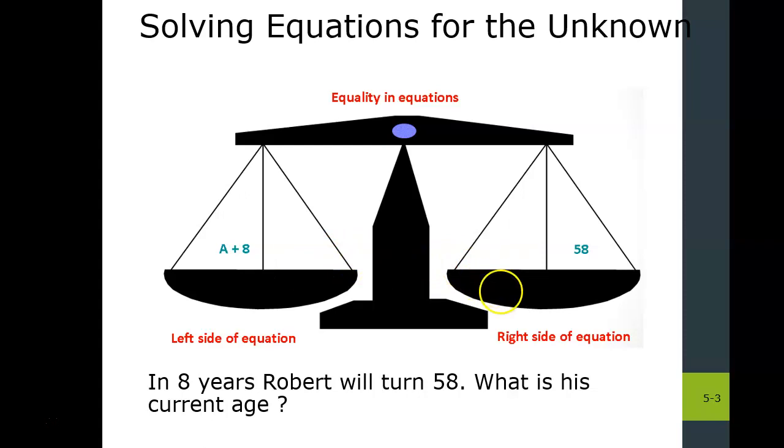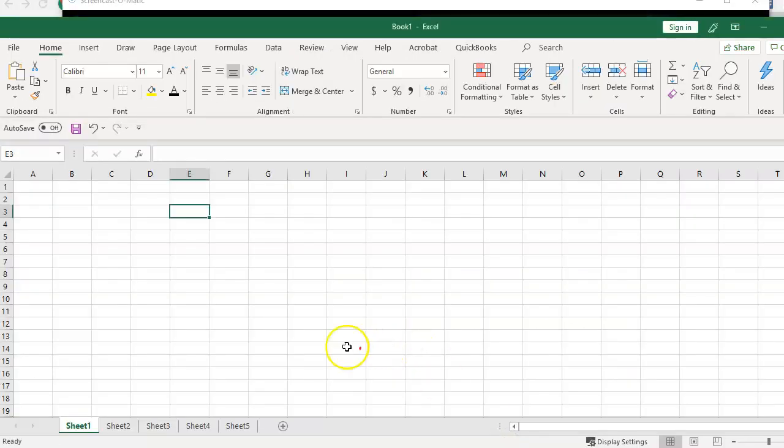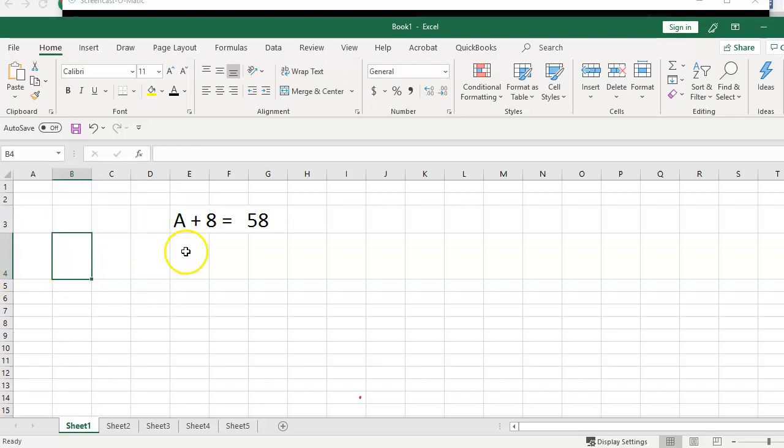So I'm going to go to Excel for a minute, and let's take a look at how to solve this type of scenario. So our equation was, let me make this larger. There we go. We said that A plus 8 equals 58. So in math, we want to solve for A, and that's the wrong equation. Let's just say A plus 8 equals 58. There we go. And what we're trying to do here is solve for the unknown. What's the unknown? The unknown is the actual A, which is his current age.